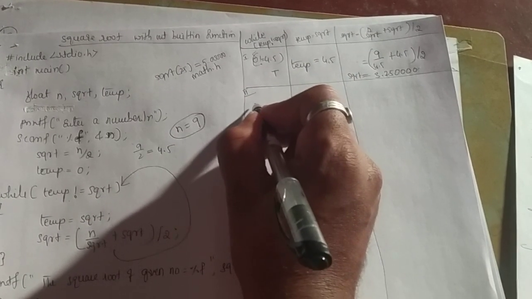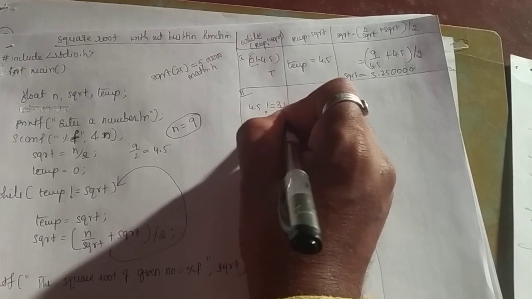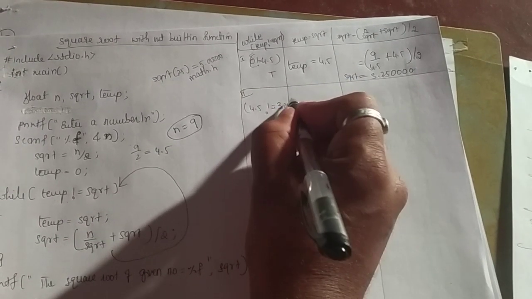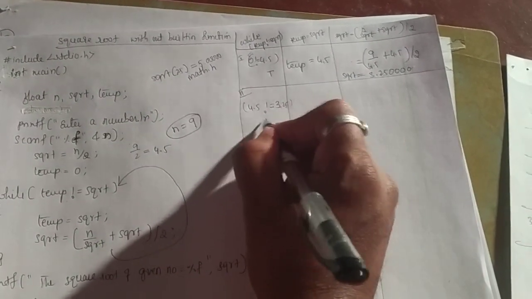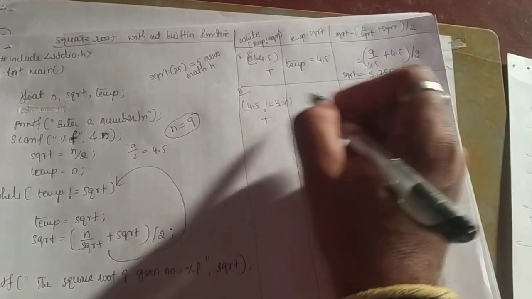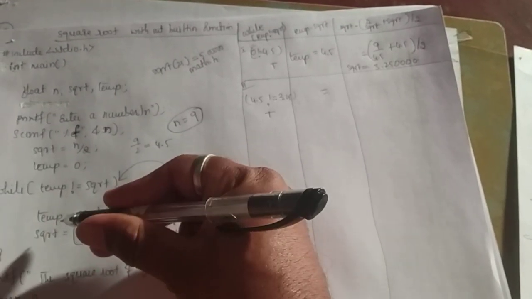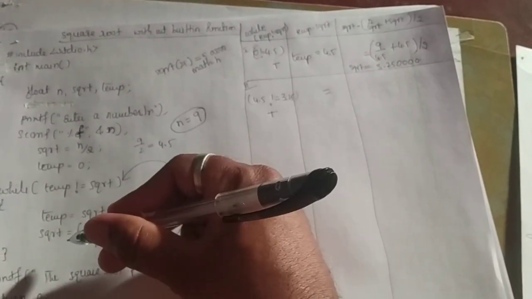Substitute the updated values. Temp value is 4.5, not equal to 3.25000. Is the condition true? Yes, the condition is true. Both are not equal. When this condition is true, again what happens? These two statements will be executed. According to this, the square root value becomes temp and this calculation becomes SQRT.